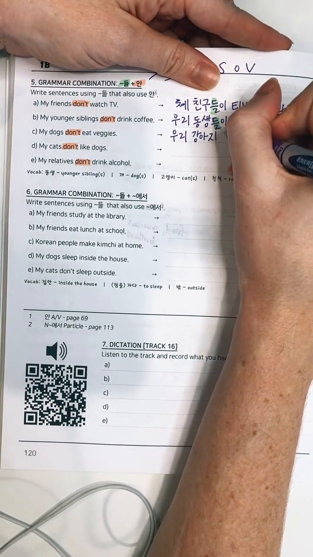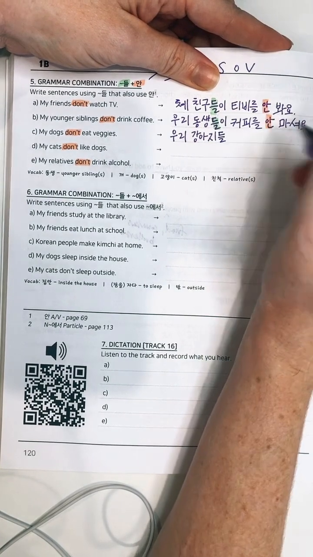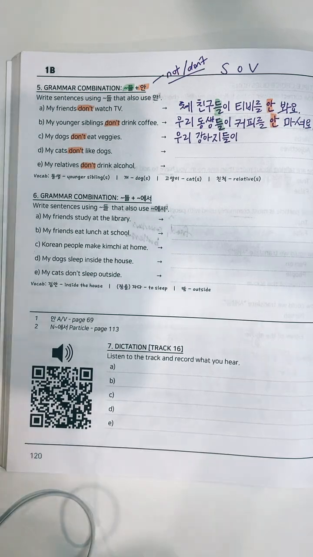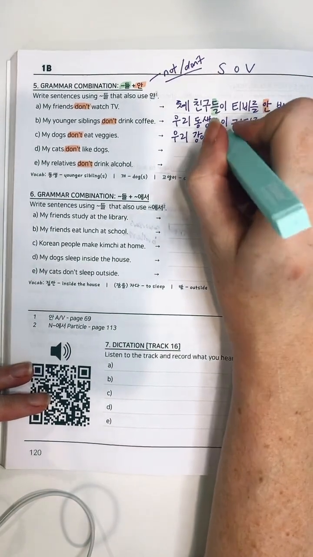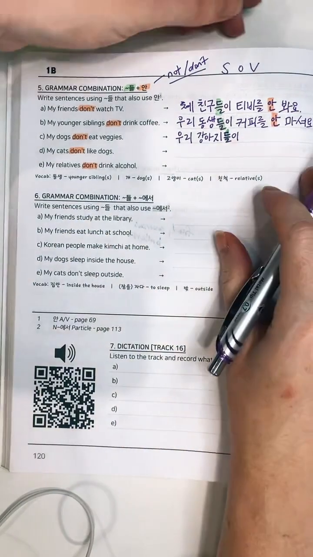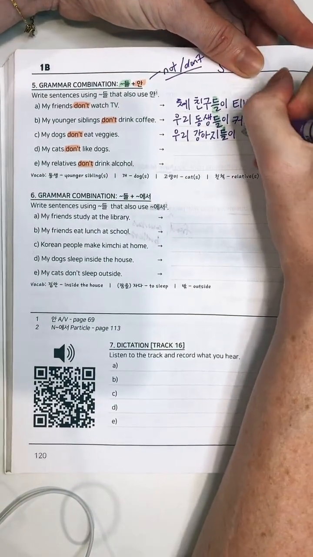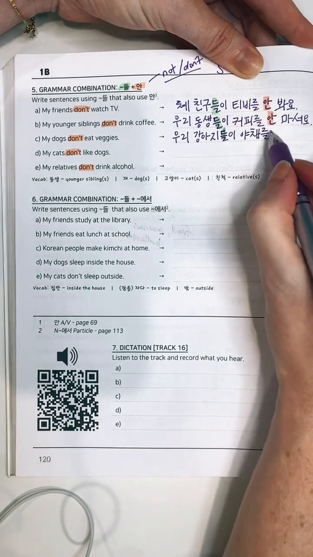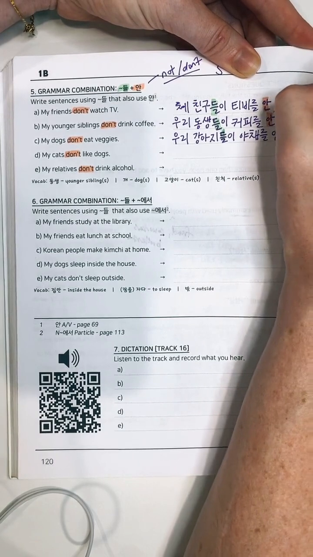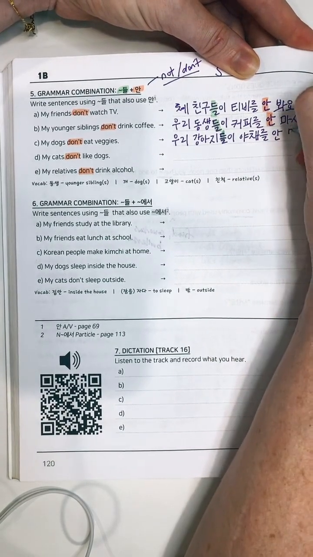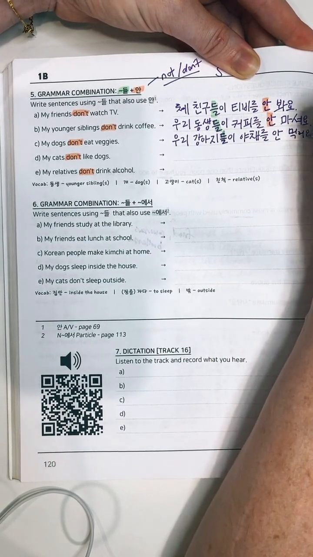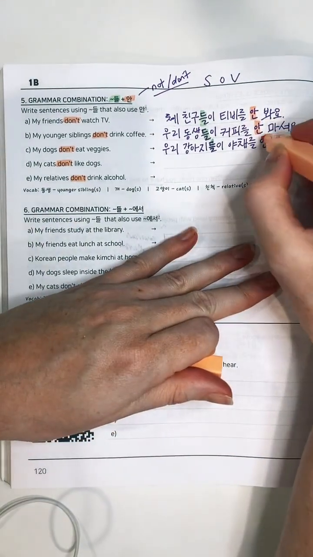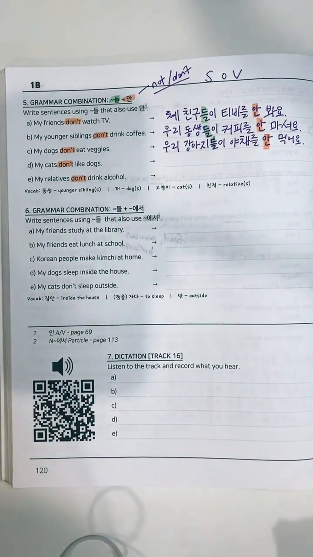So 우리 강아지들, to specify that you have more than one, right? 우리 강아지들이, my dogs, plural, don't eat veggies. Veggies in Korean is 야채. It's the object, so we add the object particle. And then 안, they don't do something. What do they not eat? They don't eat, which is 먹어요 in Korean. 안 먹어요 means they don't eat something.